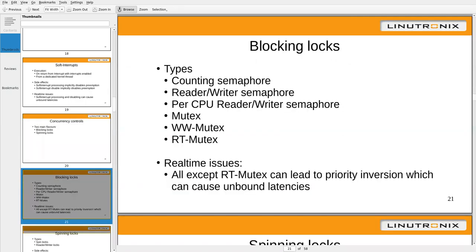So let's talk about blocking locks. What do we have? Counting semaphores, reader-writer semaphores, per-CPU reader-writer semaphores, mutexes, wait-wound mutexes, and the RT mutex. And the only blocking lock which actually is unproblematic for an RT kernel is the RT mutex, because it has priority inheritance or deadline inheritance built in, which prevents priority inversion, which can happen with any other of the blocking lock types, which again can cause unbound latencies.